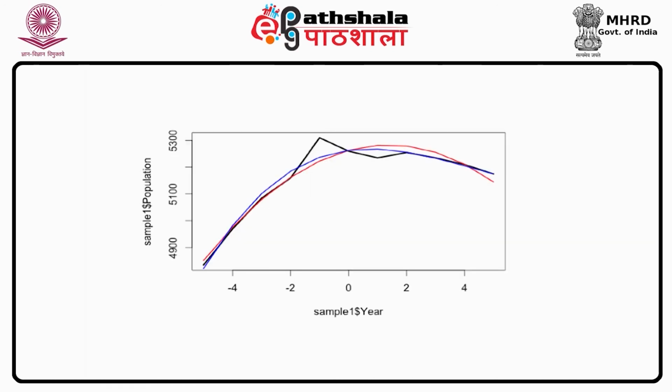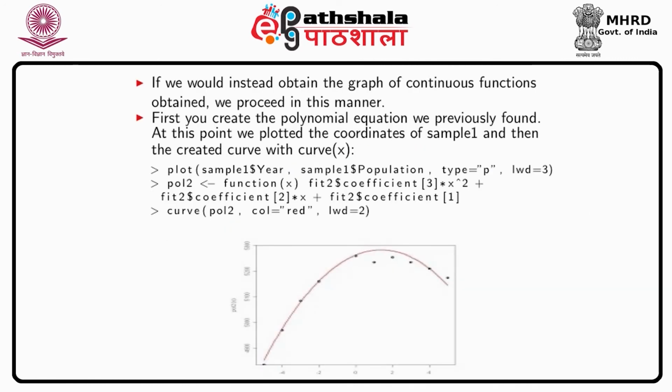So we can see that instead of the straight line, the two polynomial regressions that we have fitted are a better approximation of the actual trend of the data that we have. If we would instead like to obtain the graphs of continuous functions, instead of using the codes on the previous slide, we could also proceed in the following manner. We first create the polynomial equation we previously found, and at this point we plot the coordinates of sample 1 and then the created curve with the curve function, and the output that we get is attached at the end of the slide.